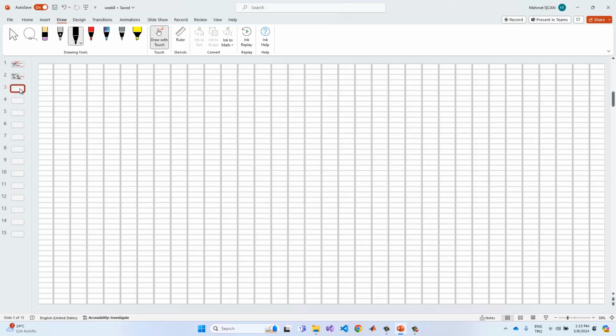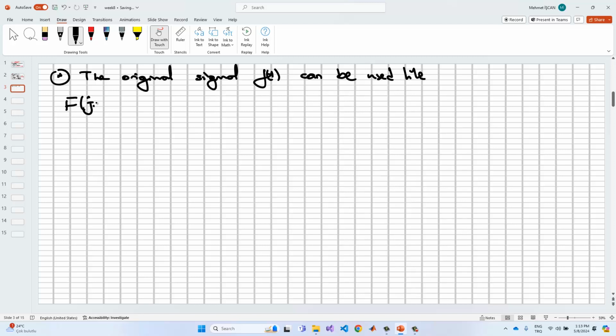But this is the continuous one. This one is continuous. So the original signal f(t) can be used like F(jw), which is equal to the integral from minus infinity to infinity of f(t) e to the power of minus jwt dt. And so this is the continuous.